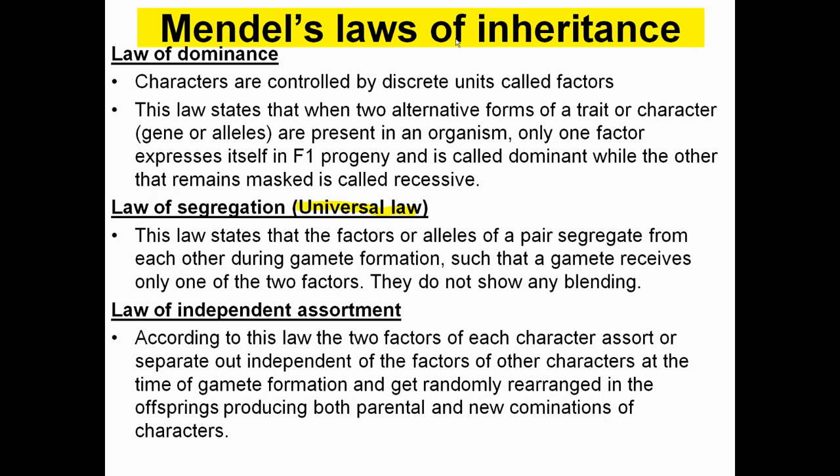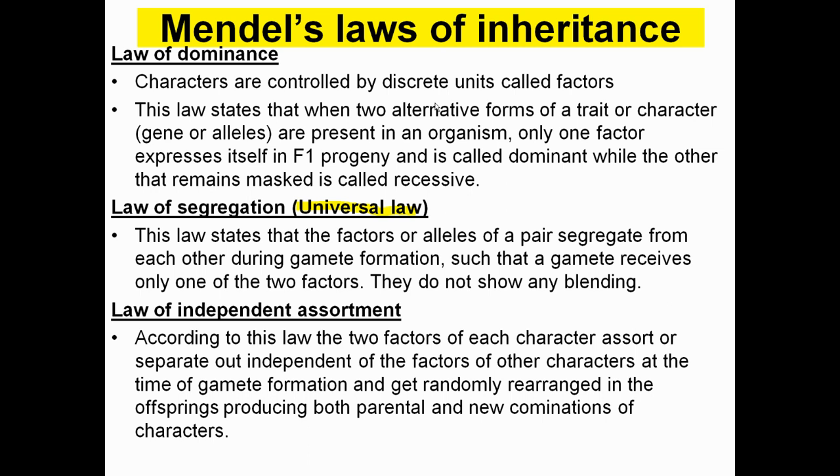recessive. Now Mendel had a clear-cut idea that these characters are controlled by independent or discrete units, which are referred to as factors. But Mendel was not aware where these factors are present. Now we are aware that they are present on the chromosome in terms of genes, but Mendel had no idea about all these terms. He simply said that characters are controlled by discrete units referred to as factors.